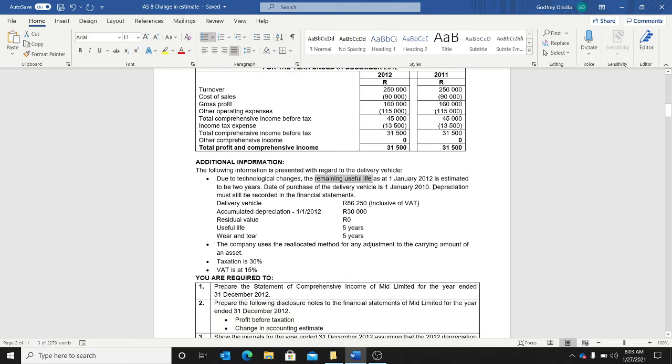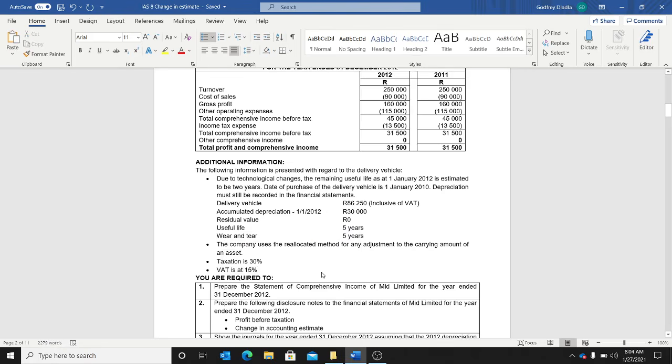So they're saying, also be careful here, depreciation must still be recorded in the financial statement, meaning depreciation has not yet been recorded at all, whether it's 2010, 2011, and 2012, it has not yet been recorded in the books, right? And then they're saying the company uses the reallocated method for any adjustment to the carrying amount. Now, the tax is 30%, the VAT is 15%.